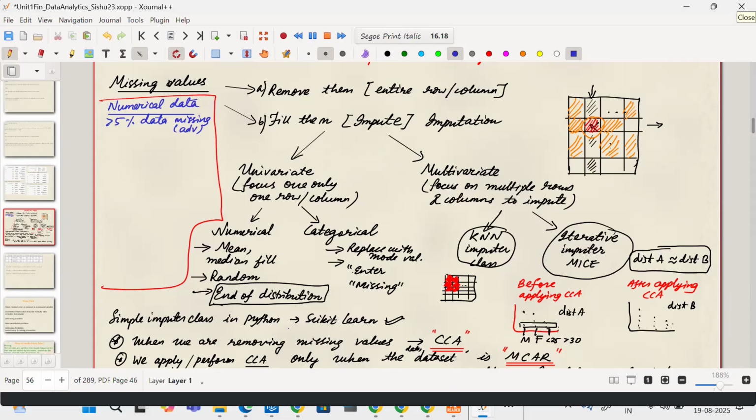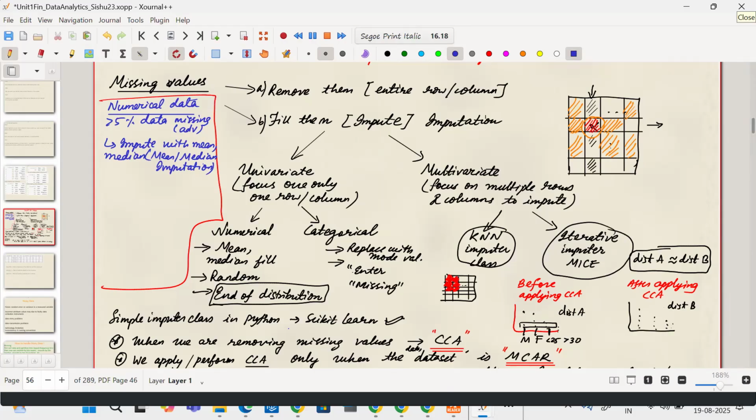The method is that you can replace or impute with mean or median. You can impute with mean or median. So this is known as mean or median imputation.